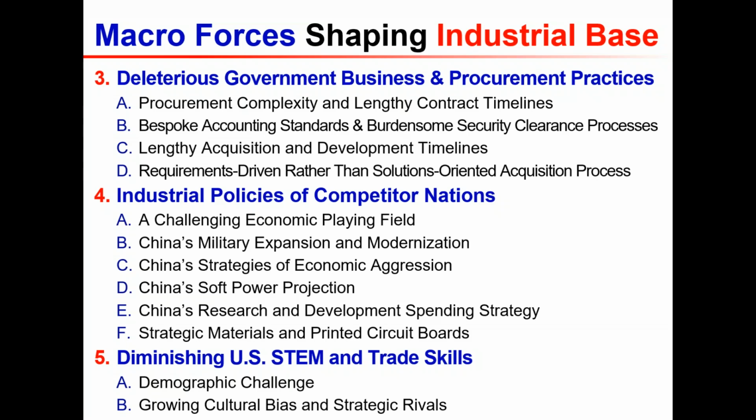And lastly, I hear this a lot talking to players in the industrial base. We tend to give them requirements. We say we want this capability, but we don't say we want to solve this problem. We ask for requirements as opposed to solutions.